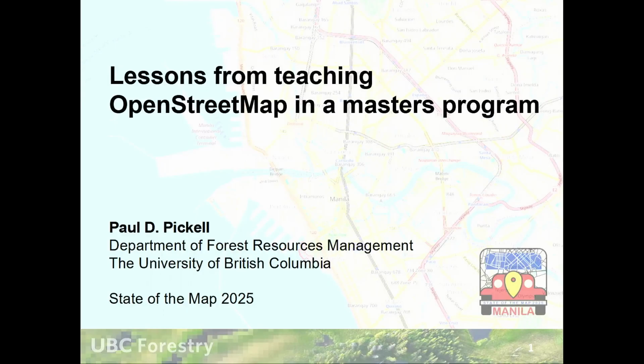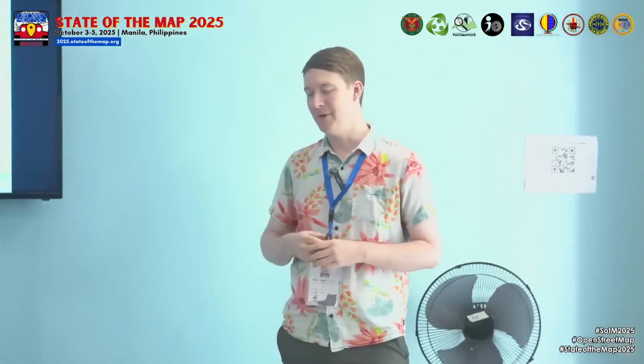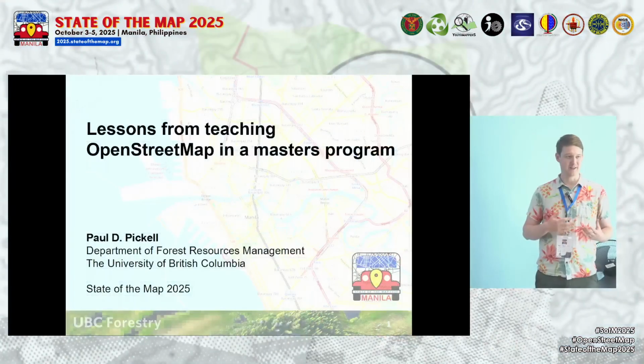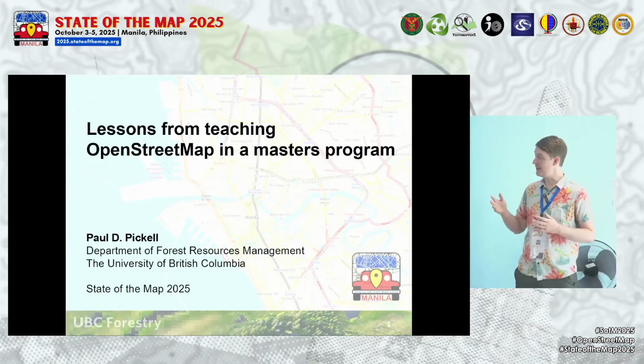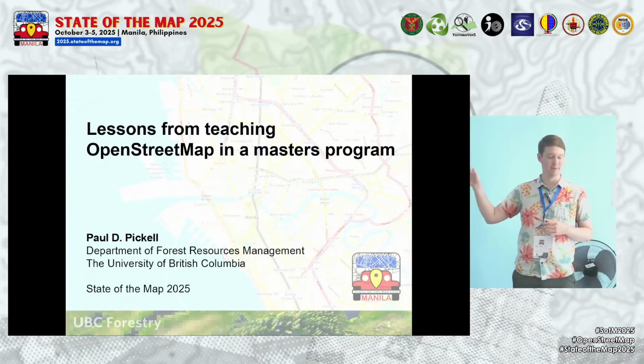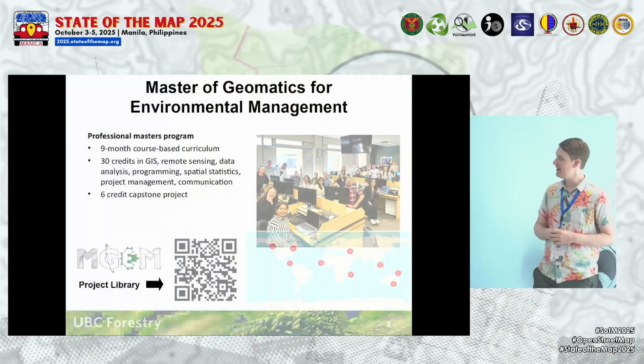So I'm Paul. I'm from the University of British Columbia in Canada, in the Department of Forest Resources Management, in the Faculty of Forestry. I'm not a forester by training, but my background is GIS and GI science, and that's what I teach in this context of forestry. I teach in a variety of programs, but one I'm going to talk about today is our Keystone Geomatics program, which is a master's degree.